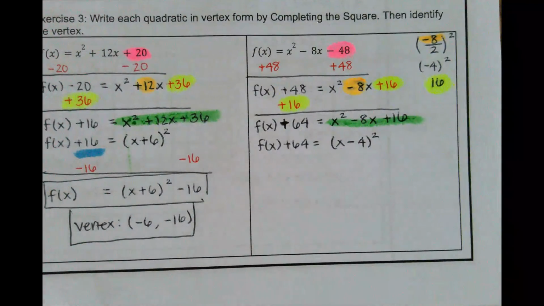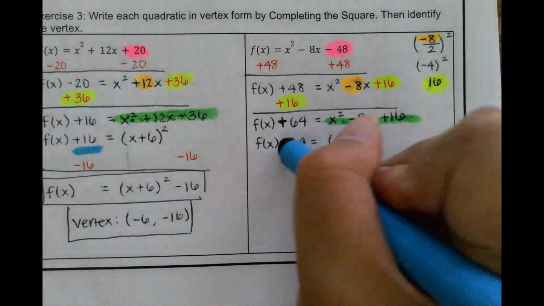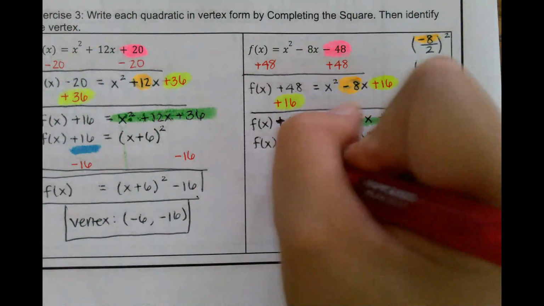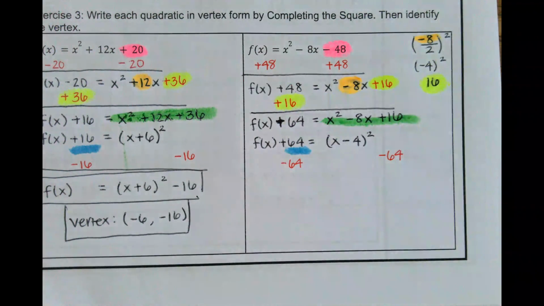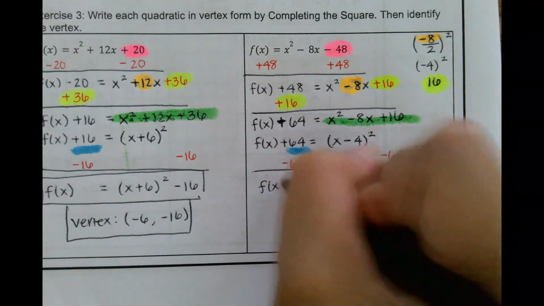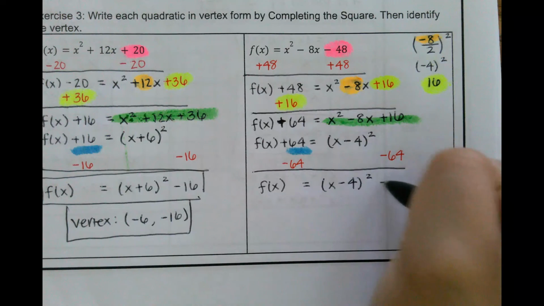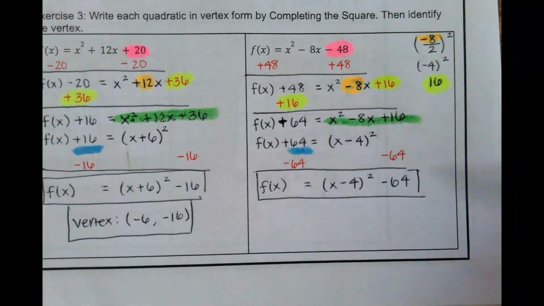Okay. And then the last step tells me to move the number back to the other side. So I'm going to take this plus 64, I'm going to subtract 64 on both sides. Okay. And then here we have f of x equals x minus 4 squared minus 64. Okay, and there it is in vertex form.